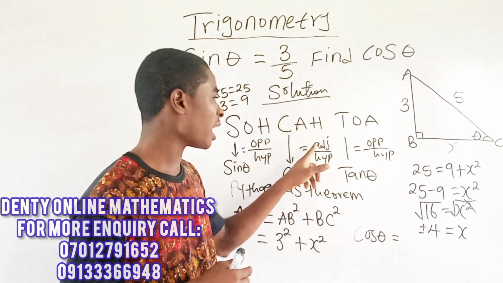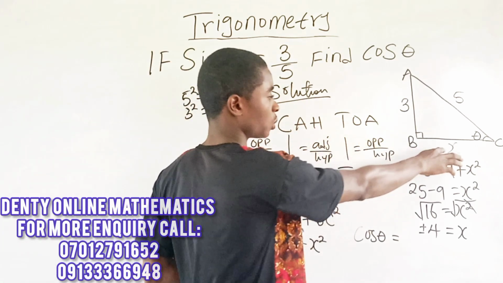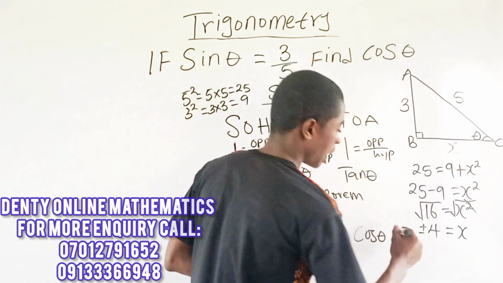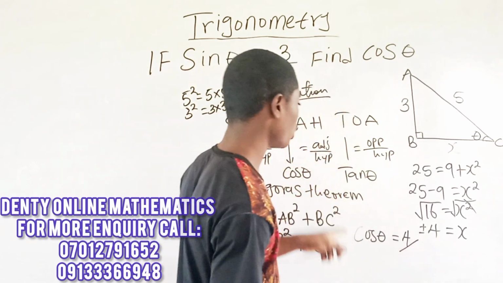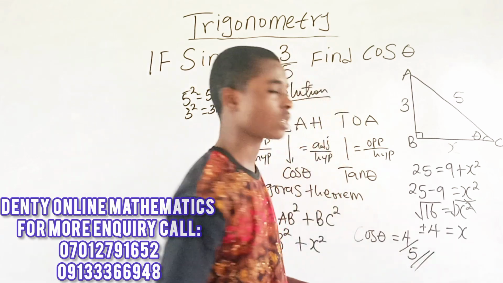Cos theta is equal to adjacent over what? Hypotenuse. Now the adjacent here is x, which is 4. So it will be 4 over the hypotenuse, which is 5. So cos theta will be equal to 4 over 5.